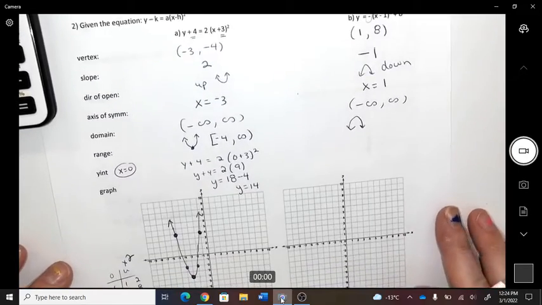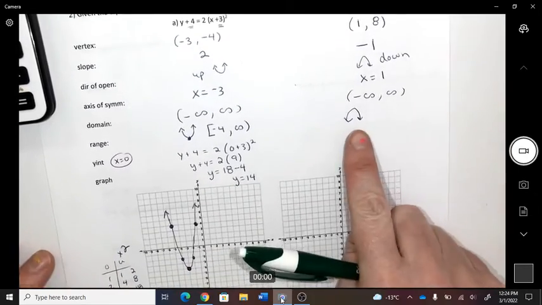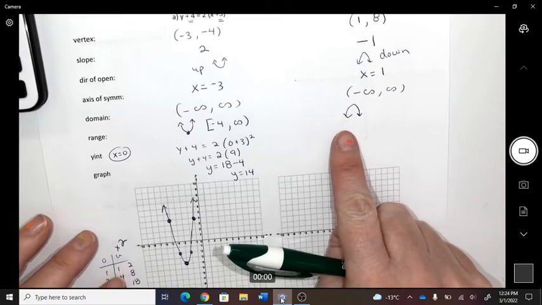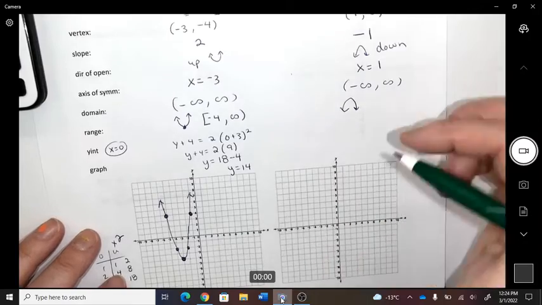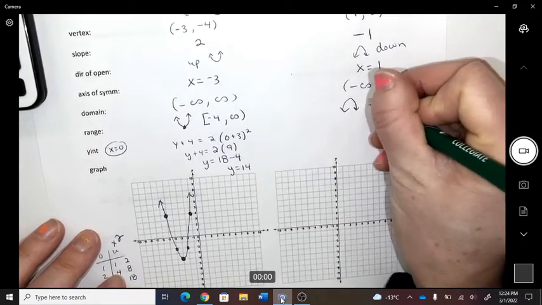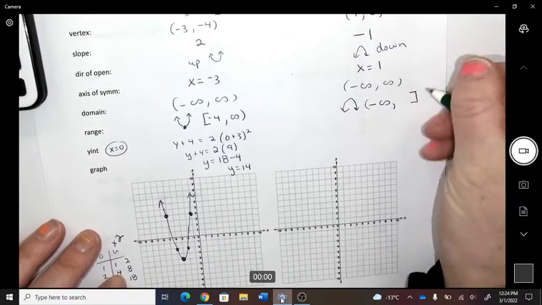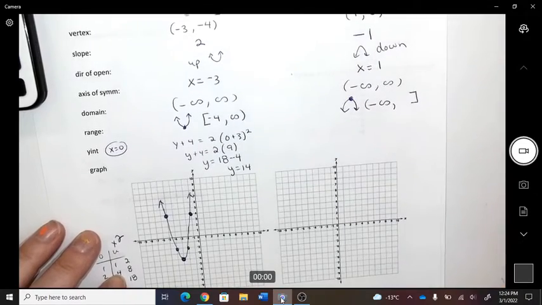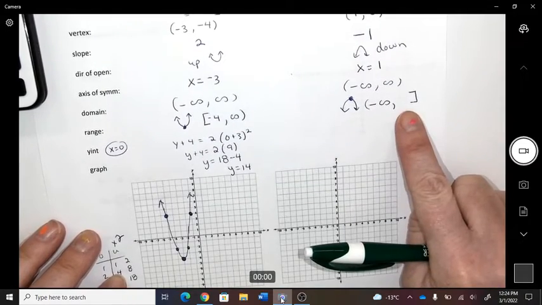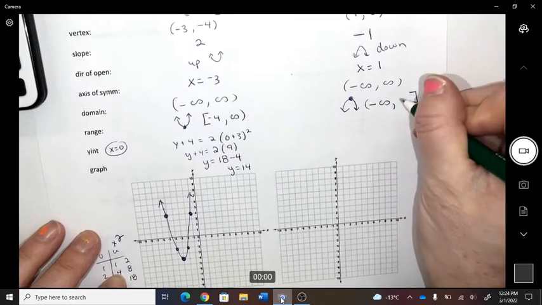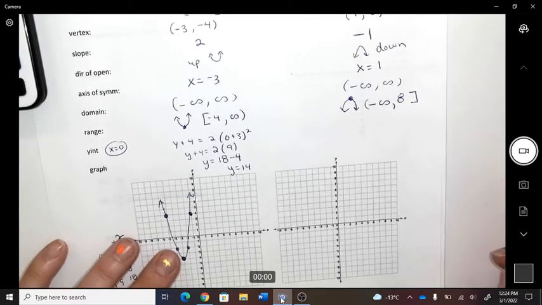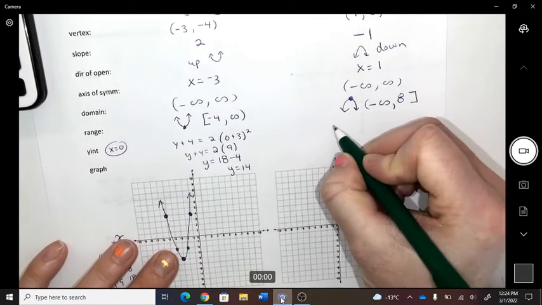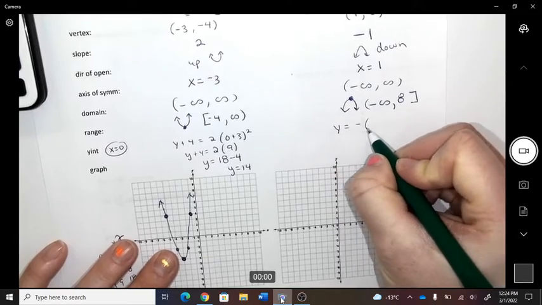Okay, so range, if it looks like this, what's the lowest? The lowest would be -infinity to a highest max value. Did you pick 8? Okay, and then on this, we decided we should plug in 0.